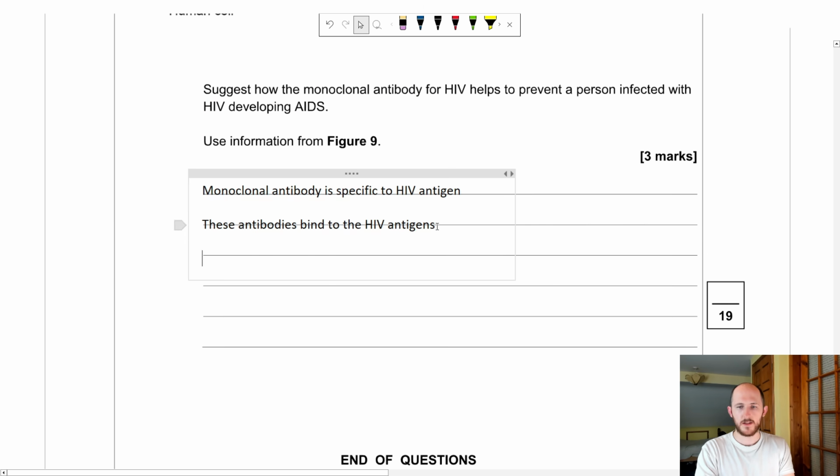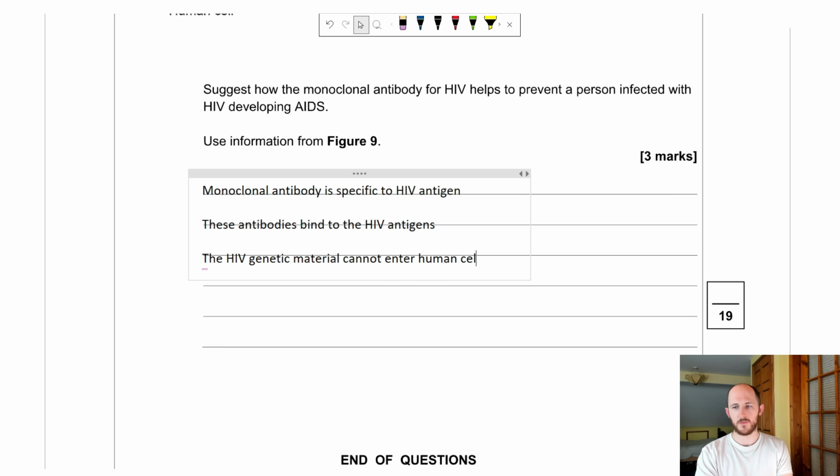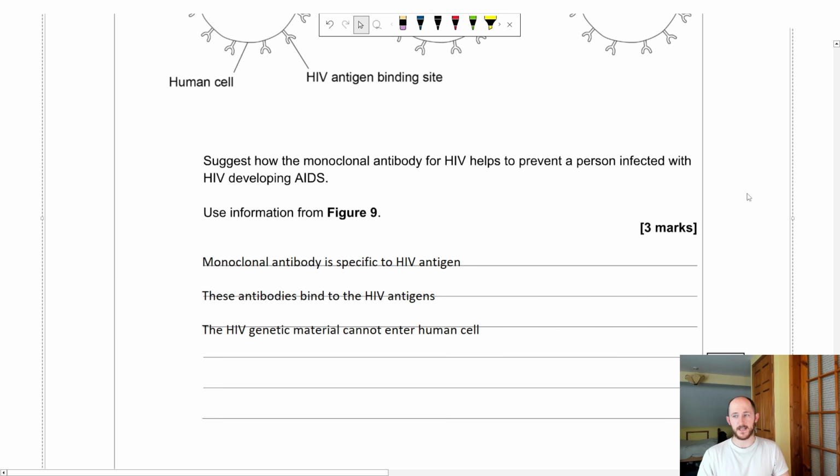Second mark. This means the HIV genetic material, it's not DNA, I was about to say DNA, but it's not DNA, cannot enter the human cell. Again, do not say DNA because it's a virus. Viruses do not have DNA. And that does bring us to the end of the paper.